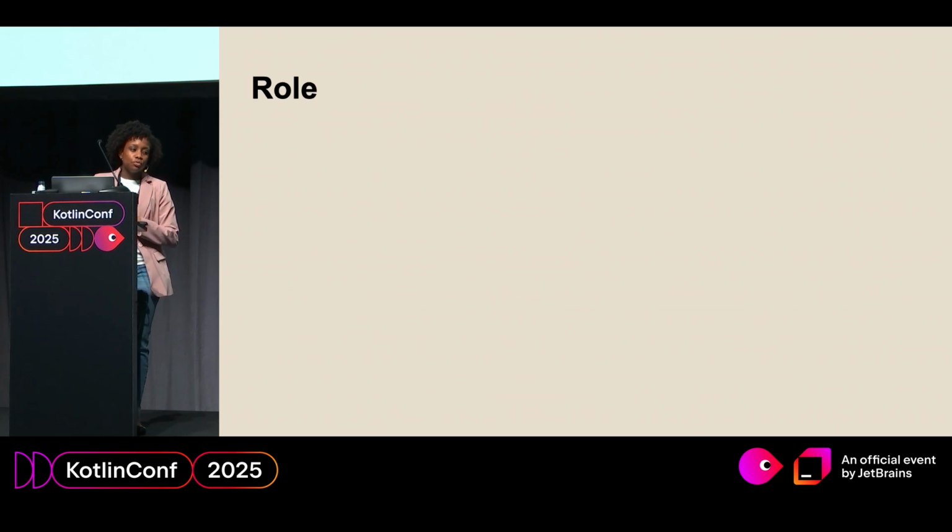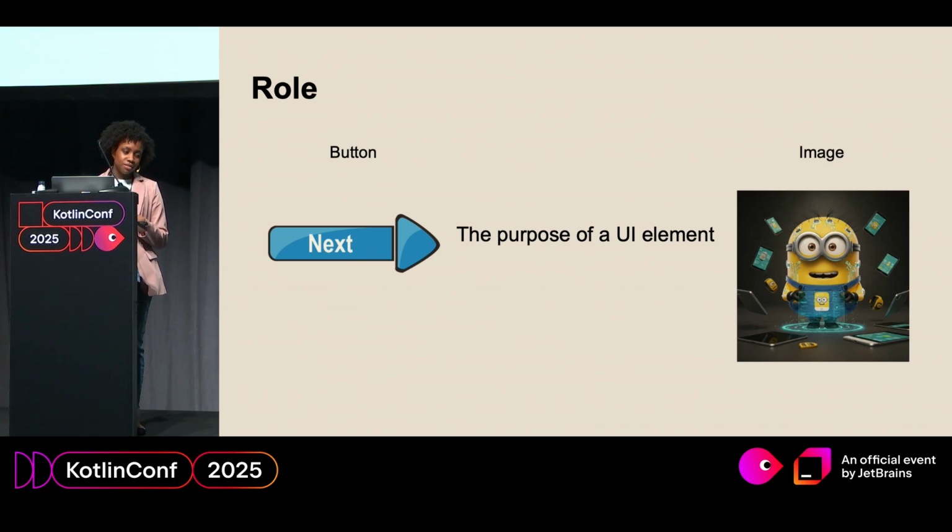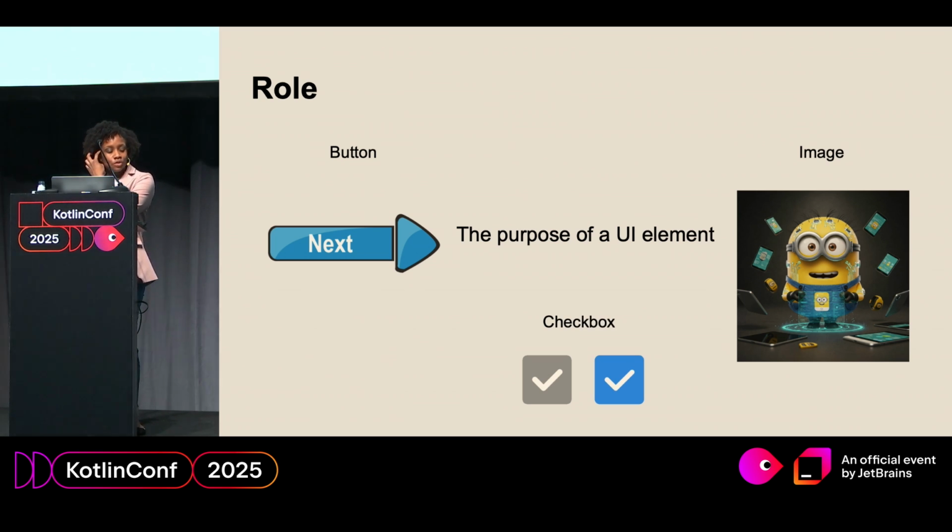Just going into a few attributes that may be important when we look at the semantics tree that you can find in Android Studio for that piece of UI that we just saw. We have role, which is the purpose of a UI element. So just a button, an image. This image I actually had AI make. It's supposed to be an Android engineer minion. That was the best one I could come up with. And then we have a checkbox, so these are just checked off.